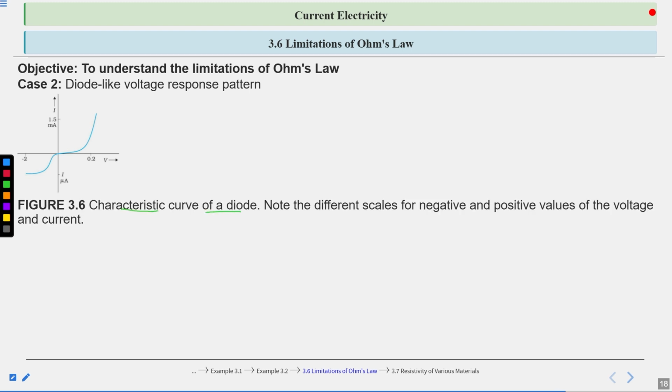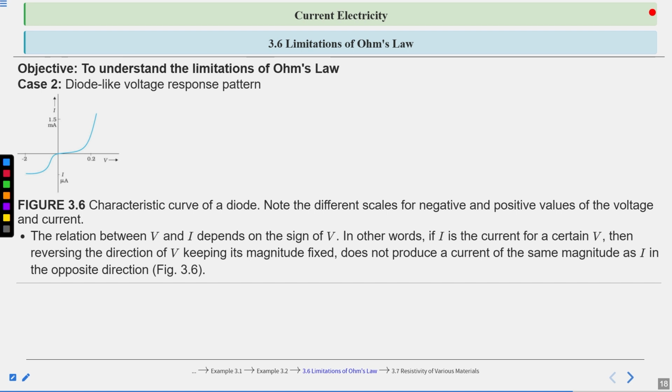Characteristic curve of a diode. Note that there are different scales for negative and positive values of voltage and current. Here current is taken in milliampere, here current is taken in microampere. And voltage, here it is taken as 0.2 volt, here 2 volt. The relation between V and I depends on the sign of V.